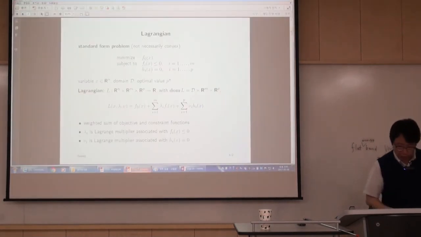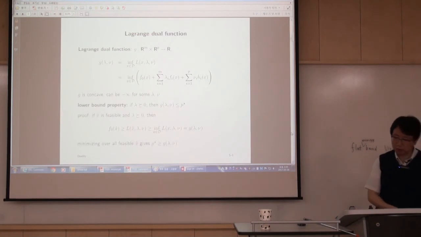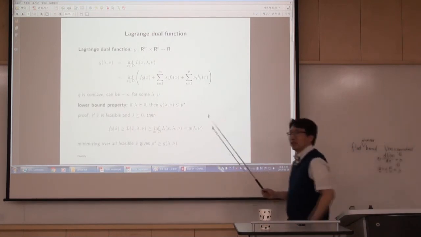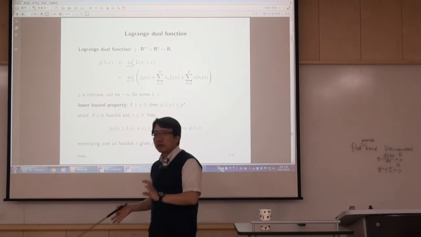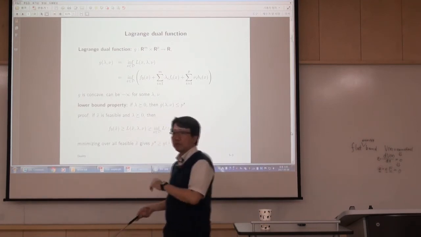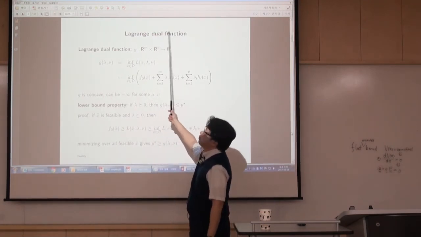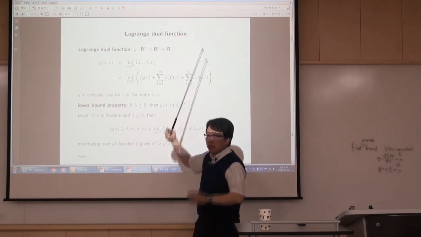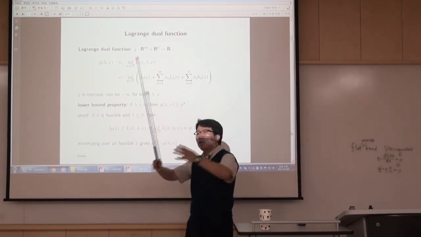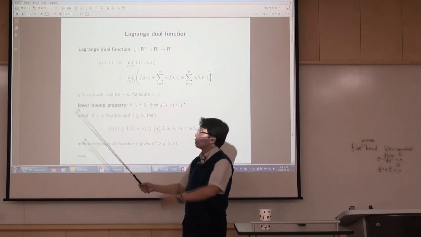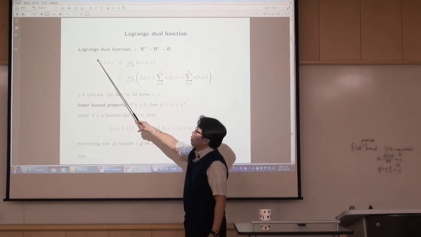Now, the next page is very confusing. Okay. Now, we have the Lagrangian function. Based on that, we define the Lagrangian dual function. Or based on the Lagrangian function, we derive the Lagrangian dual function. And the dual function is called g.